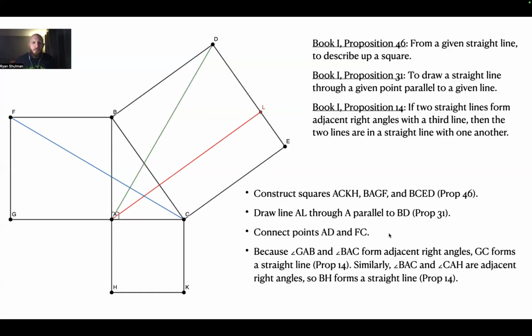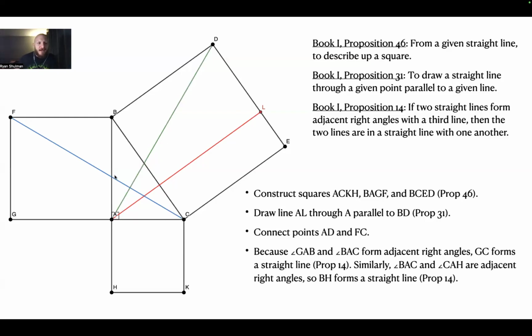And we're going to observe that if we look at angle GAB right here, this angle of this square, right next to that is angle BAC, which we know to be a right angle. We also know angle GAB to be a right angle since this is a square. And by Prop 14, if we have two right angles adjacent to each other, that means that there's a straight line being formed. So this line from G to C is a straight line.